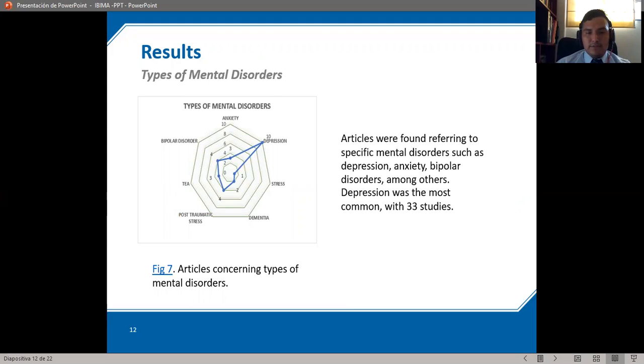In figure 5, the articles contain types of mental disorders. Articles were found referring to specific mental disorders such as depression, anxiety, and bipolar disorders, among others, where depression was the most common with 33 studies.